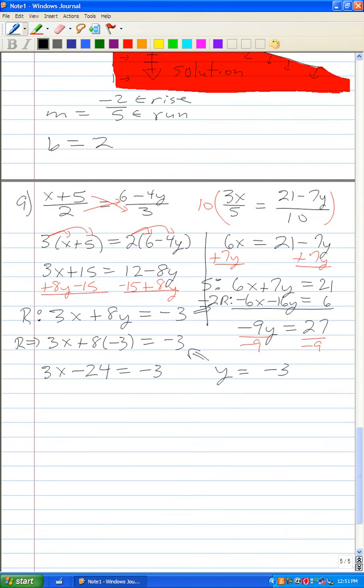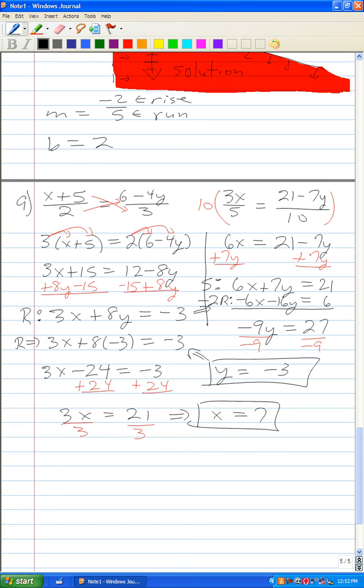Let me add 24 to both sides of my equation. And so I get 3x is equal to 21. Divide both sides of my equation by 3. And so that says that x is equal to 7 and y equals -3. Well, so maybe I should write it as an ordered pair. (7, -3).